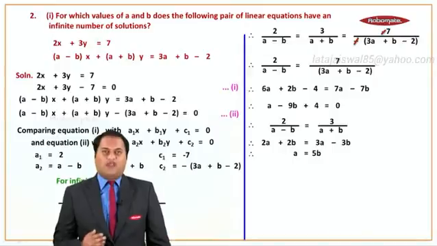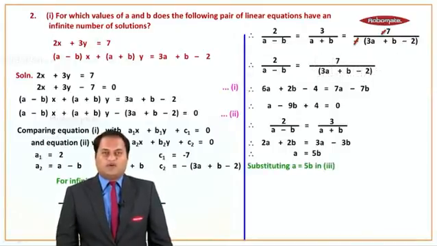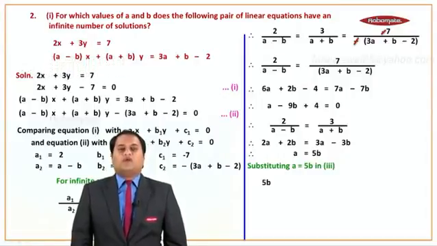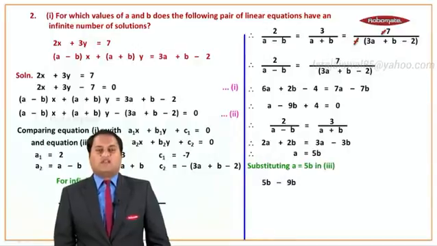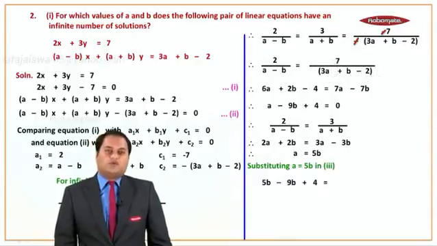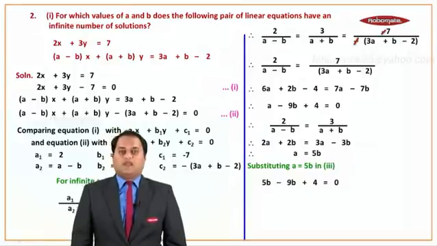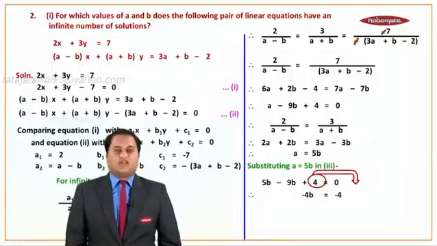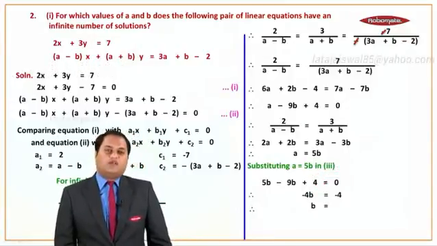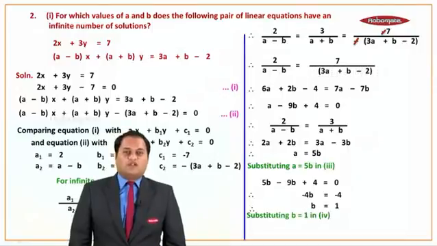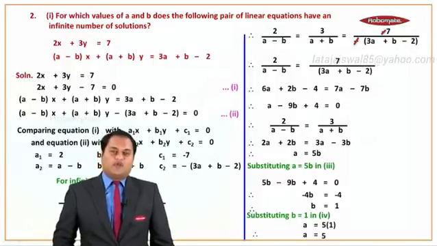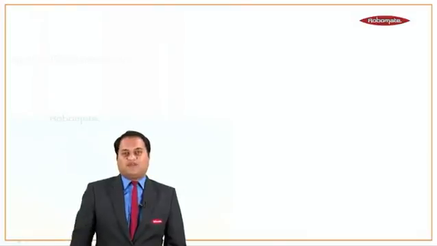Now we need the values of a and b. We can solve the two equations that we got by substituting a is equal to 5b in equation number 3. We get 5b minus 9b plus 4 is equal to 0. 5b minus 9b is minus 4b is equal to minus 4, as plus 4 goes to the other side. You get b is equal to 1. Substitute b is equal to 1 in equation number 4, you get a is equal to 5 into 1, therefore a is equal to 5. So a is 5, b is 1. The question is find a and b, as simple as that.